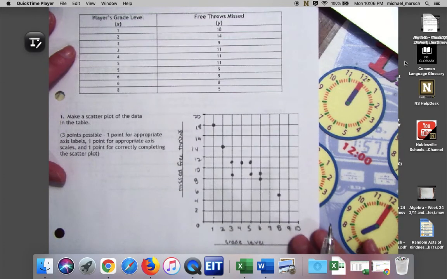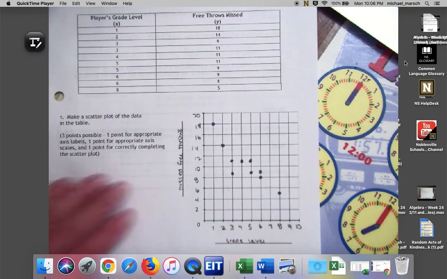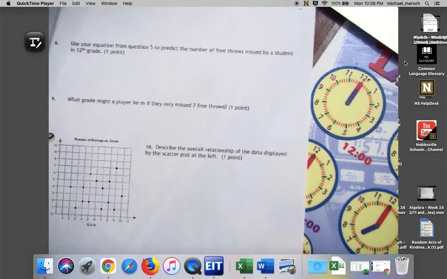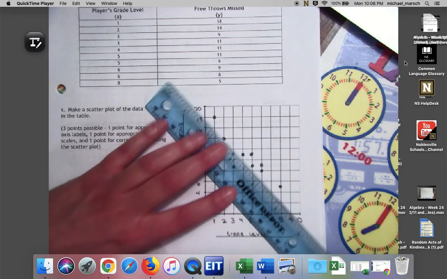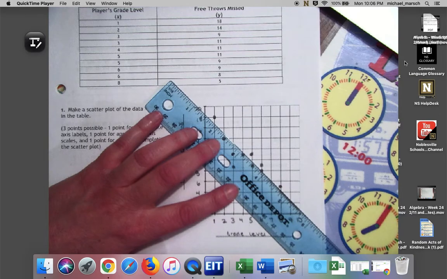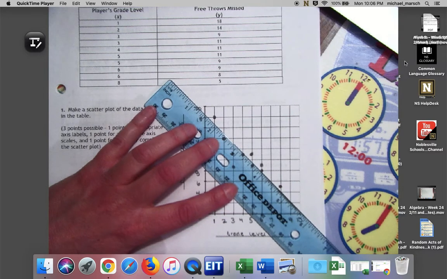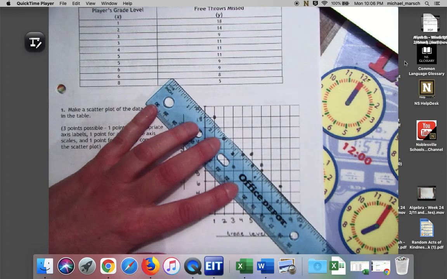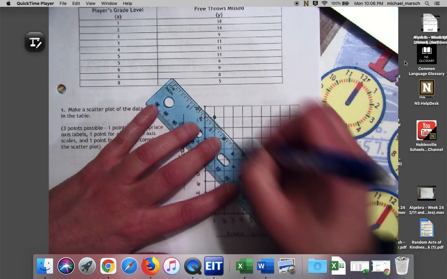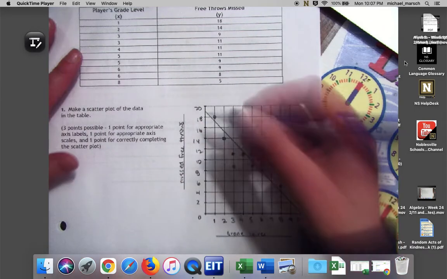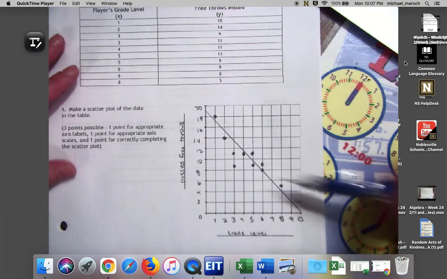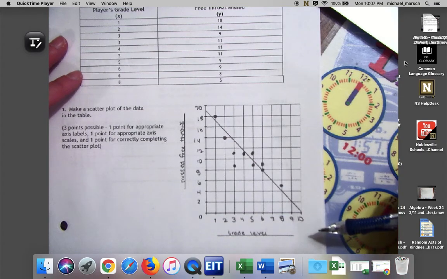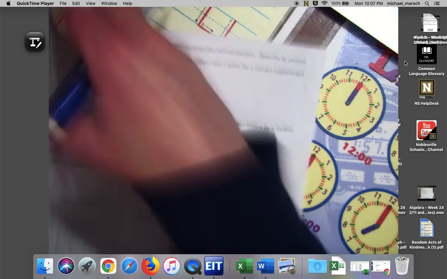Okay, so I've got my scatter plot made. Remember, eventually it's going to ask you to make a trend line. So let's go ahead and just make that because you know how this goes, right? I'm going to, again, try to get my line as close to as many points as possible. Okay, so that looks pretty good. You want it to go the whole length of the graph. So I've got my trend line. Remember, it's not connect the dots. It's how close can I get to as many points as possible. So let's go on to the next page.